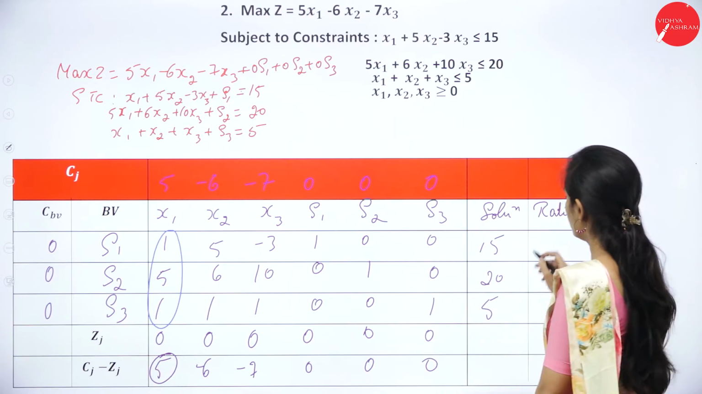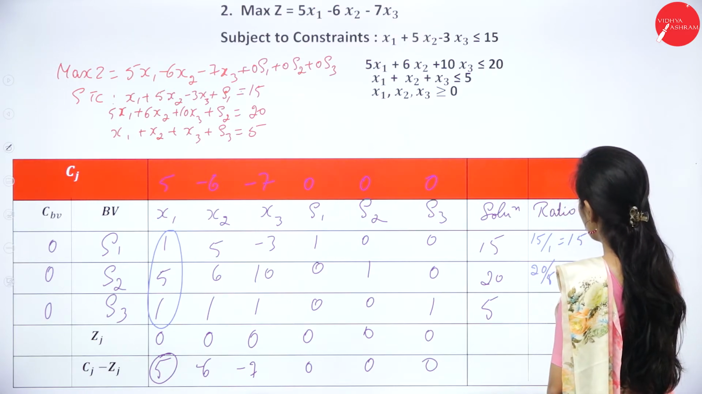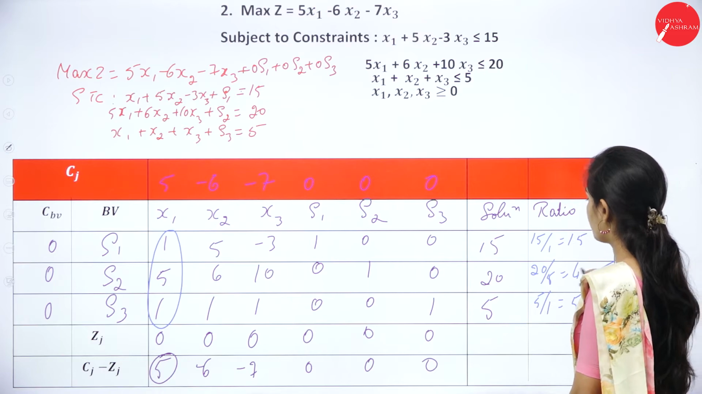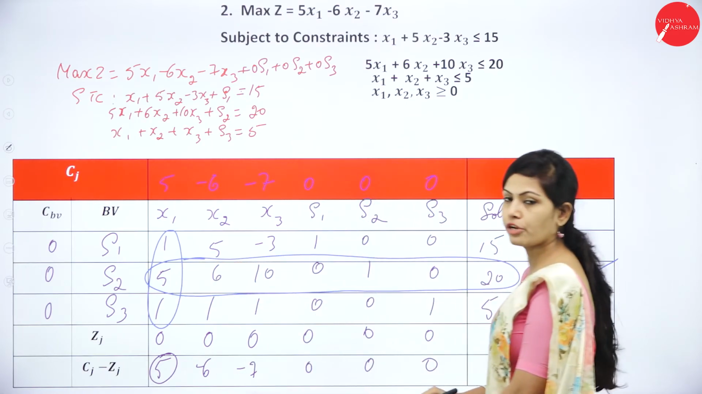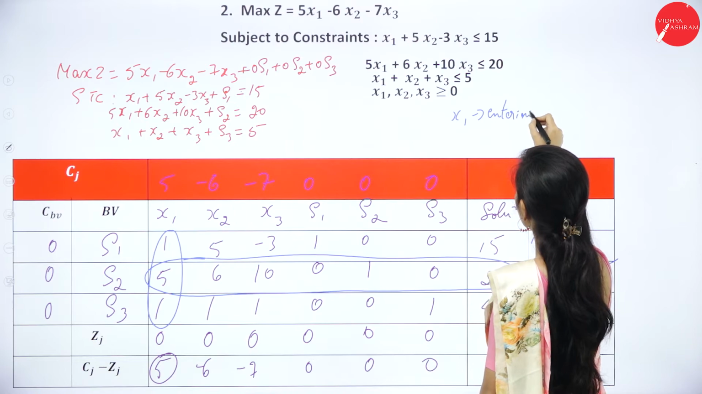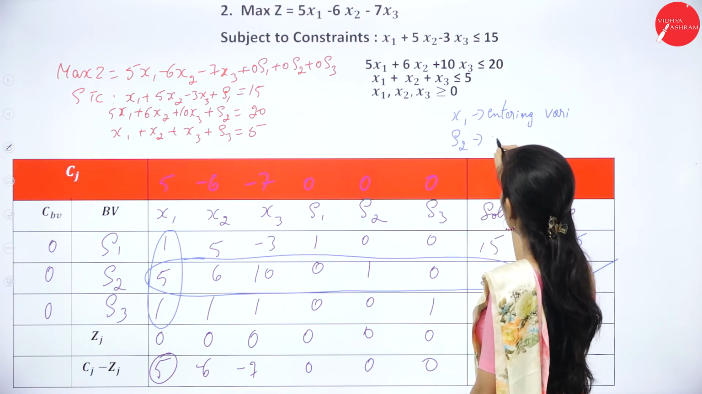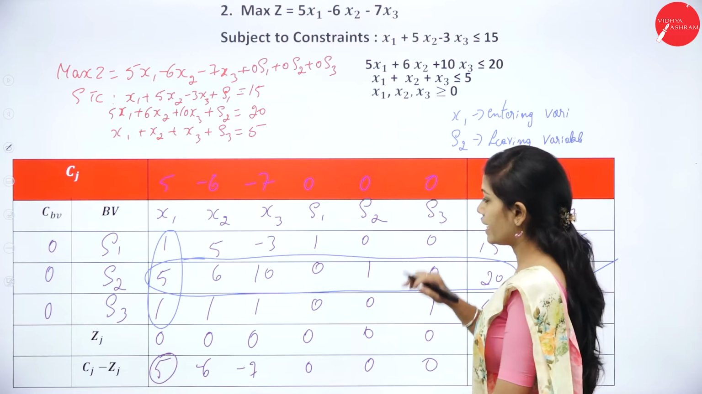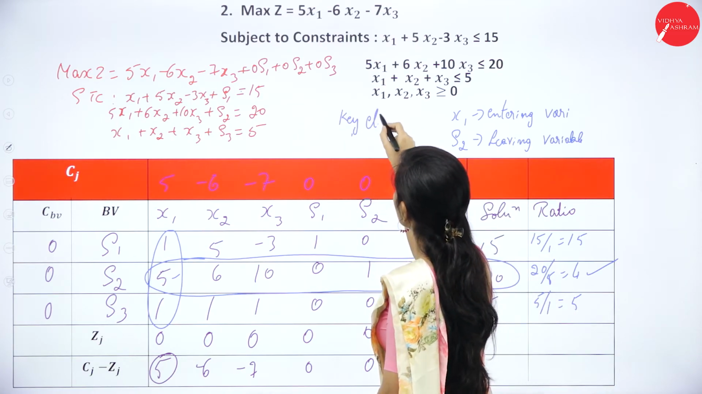And you can find the key row. Solution divided by key column: 15 by 1 is equal to 15, 20 by 5 is 4, and 5 by 1 is equal to 5. Select the least positive value here. Least positive value is 4, so it comes under the S2 row. This is your key row. So the entering variable is X1 and the leaving variable is S2, the outgoing variable. And the key element is common for both key row and key column, that is 5. So key element is equal to 5.